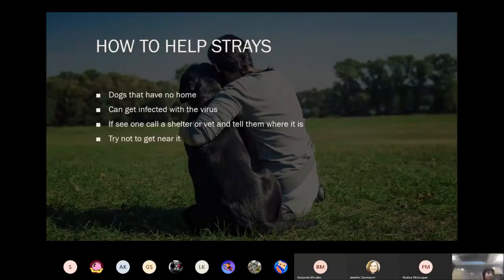So I'm going to change the subject a little bit. How to help stray animals. Strays are basically similar to the homeless. They are dogs and cats that have no home, but they can get infected with the virus. Usually or normally, if you saw one, you could take them in and help them get back on their feet. But right now, the best thing that you can do is just call the nearest shelter or a veterinarian and point them out, and the veterinarian or shelter people will come with the necessary equipment to not get infected.